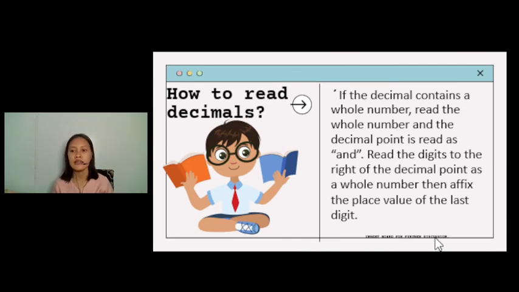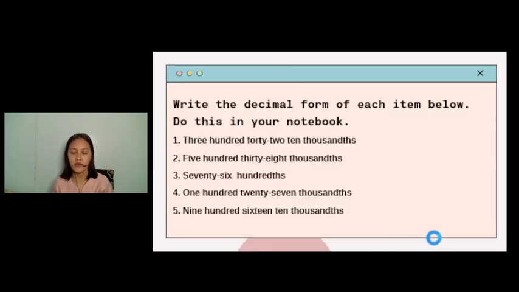para ma-master natin how to read and how to write decimal numbers. So, again, you may do this activity. It's up to you if sasagutan ninyo kasi ipapasa nyo din po lahat ng output sa ating Edmodo class. So, write the decimal form of each item below. Do this in your notebook.